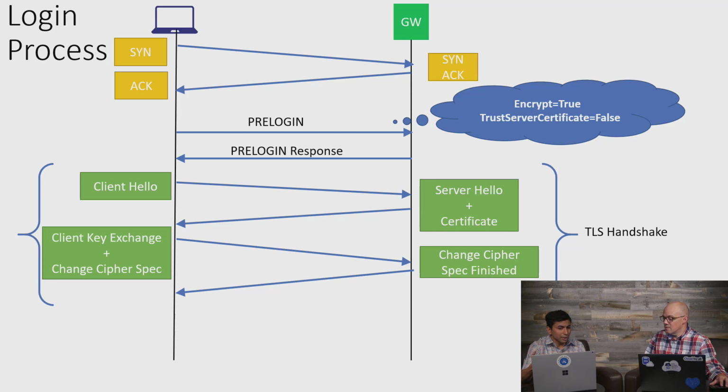And then you have this TLS handshake, which is a long-winded way of saying getting a secure channel between the client and the server. So essentially at the end of this process, you are secure from the protocol perspective and encrypted. Then starts the actual login packet, which you'll see as the login 7 packet if you do Wireshark or something like that.